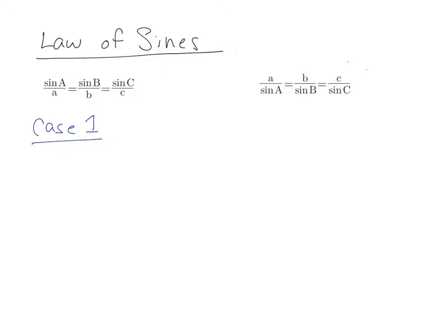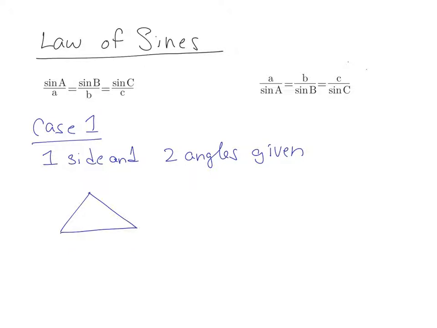Case one is when you have one side and two angles that are given to you. Now, that can be in any triangle. It doesn't matter the shape of that triangle. What is important here is that we have one given side, and you're given that length of that side.